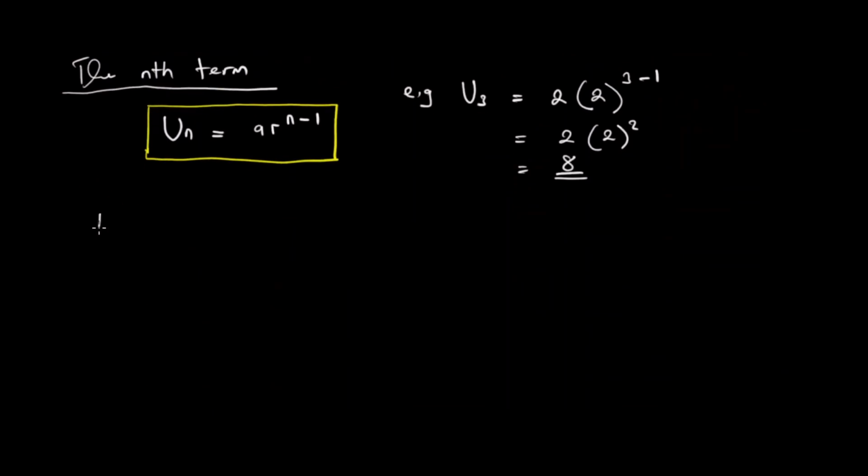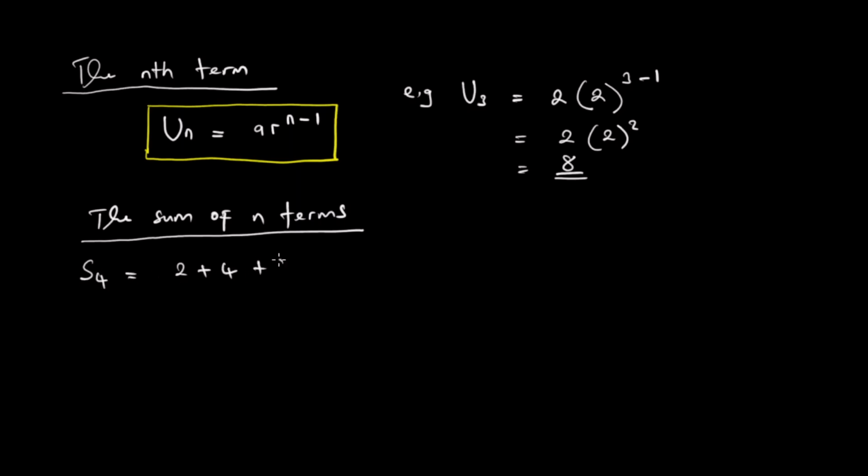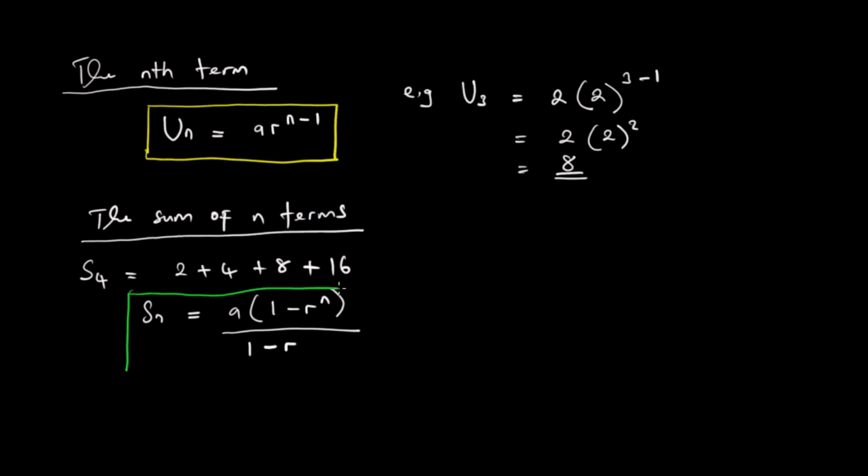From the nth term, we now have to consider the sum of n terms. The sum of 4 terms, for example, is 2 plus 4 plus 8 plus 16. But we have a general formula which says Sn is equal to a times 1 minus r to the n, over 1 minus r, like this. So this is a formula you have to commit to memory.